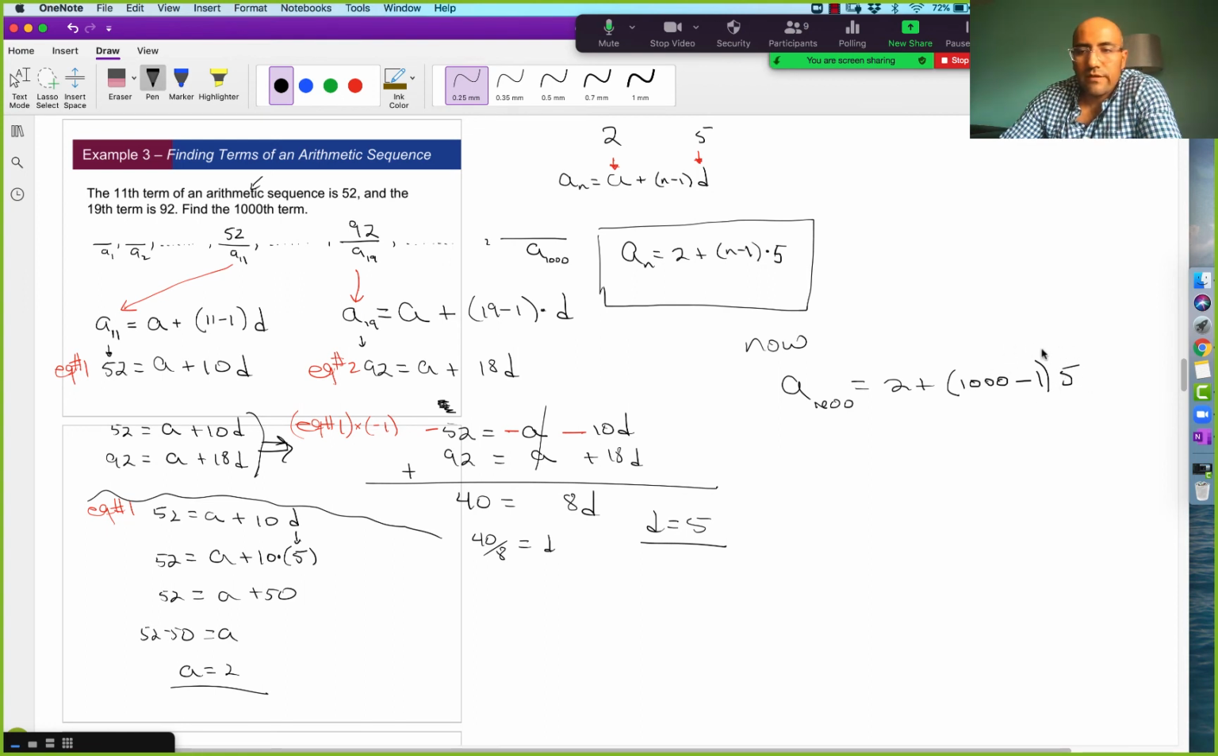Good. So if I distribute this 5, it'll make the whole thing a little easier. It's 2 plus 1,000 times 5, that's just 5,000, minus 5, that's 4,995, plus 2, 4,997. So that's the number that goes right here. That's the answer to our whole thing: 4,997.